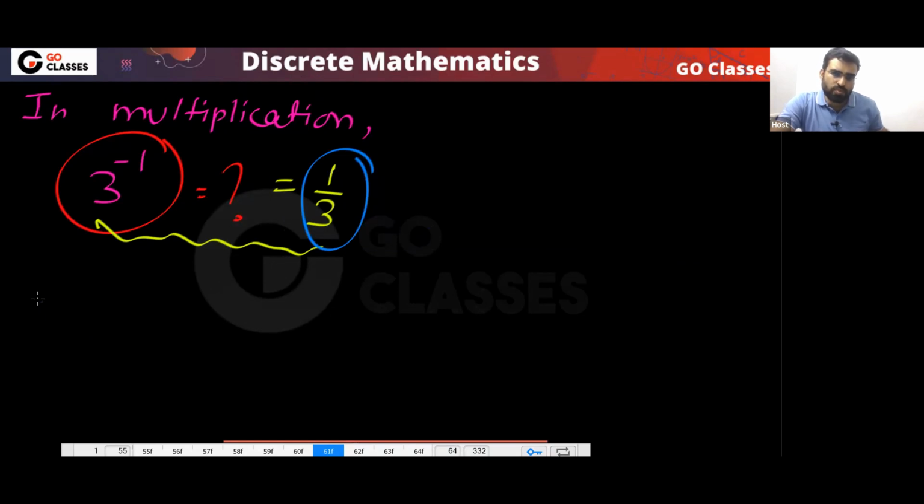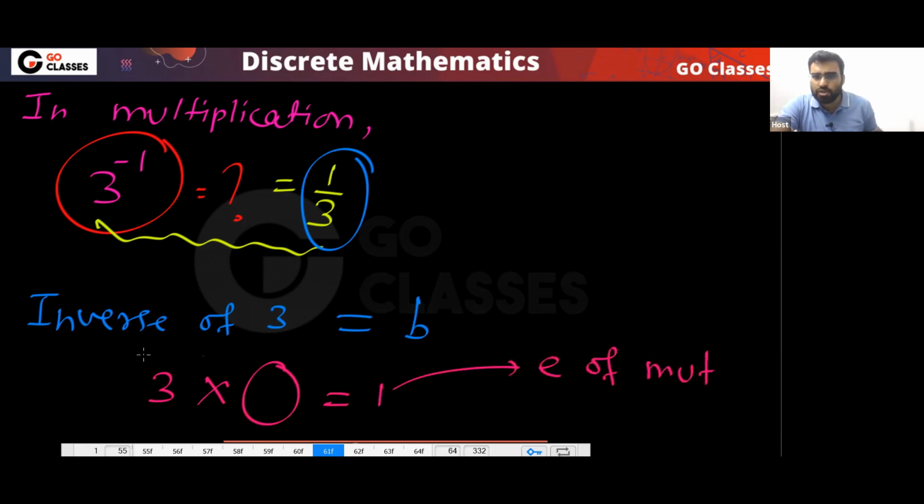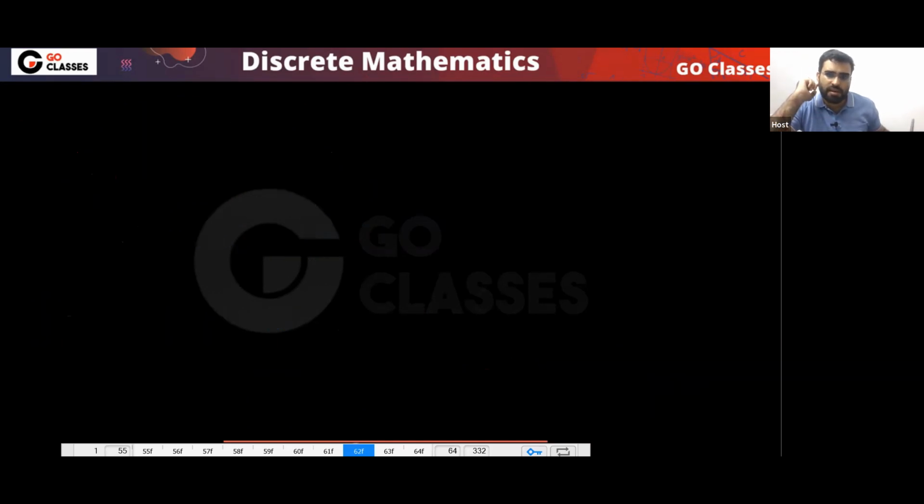See, let's assume the inverse of 3 is B. What should I multiply 3 by such that I get the identity element of multiplication? This is the identity element of multiplication. So what should I put here? This is the definition of inverse: 3 multiplied by B should be equal to the identity element of multiplication. So from here I can say B is equal to 1 by 3. This is how we can define the inverse.